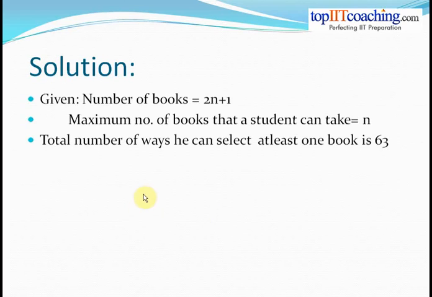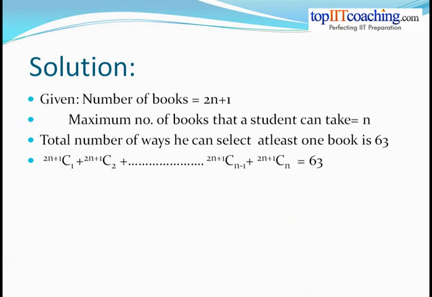Now we know that the number of ways of selecting at least one book is 63, and the student can take at most n books. So what we can say is 2n plus 1 C1 plus 2n plus 1 C2 up to 2n plus 1 Cn minus 1 plus 2n plus 1 Cn is equal to 63. We haven't extended it up to 2n plus 1 because the maximum number of books a student can take is n.